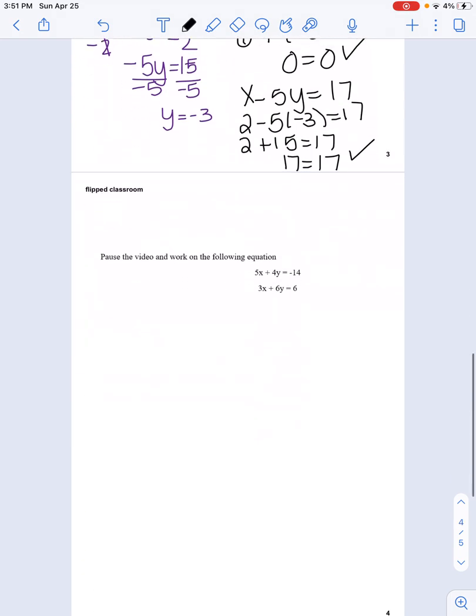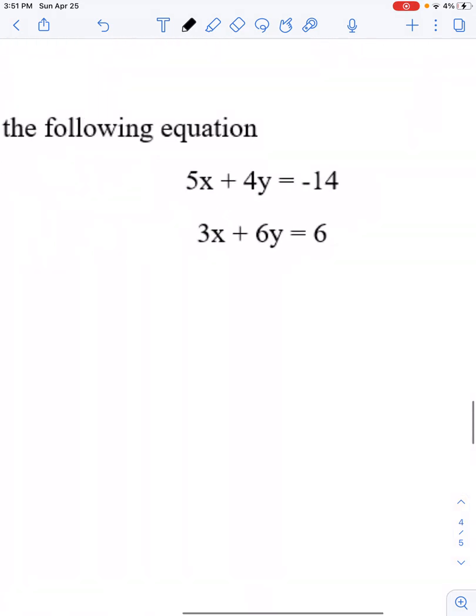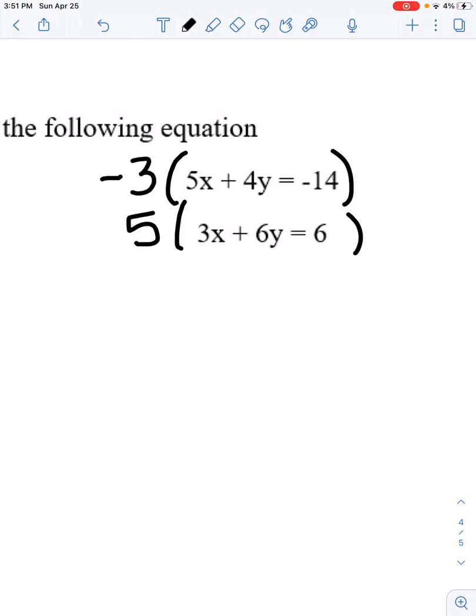Okay. So when I look here, there's a couple of options, okay? None of them are opposite signs, so I can multiply the top and the bottom. What I'm going to do is multiply the top by -3 and the bottom by 5. Now, you might have done something different. That's totally fine. I want you to not erase what you did. I want you to keep what you did, okay?